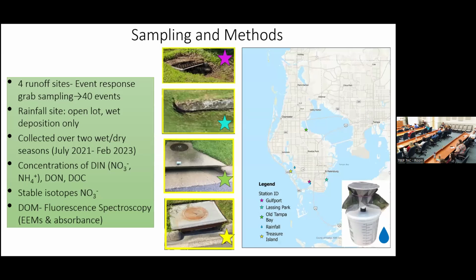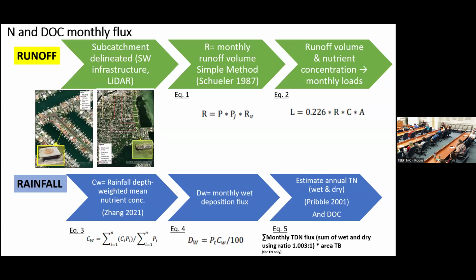The sampling and methods were the same as the previous design. So rainfall starts, you go grab some samples. We had a site in Gulfport, which is the top, which is that great inlet structure. The one right below that is the Lassing Park outfall. And then we had 2 curb inlets that we sampled in Treasure Island, and one in Old Tampa Bay. And rainfall again was an open lot. This was over 2 wet and dry seasons, and began in July of 2021 through February of 2023. And all nitrogen species, again, DOC, EEM spectroscopy.